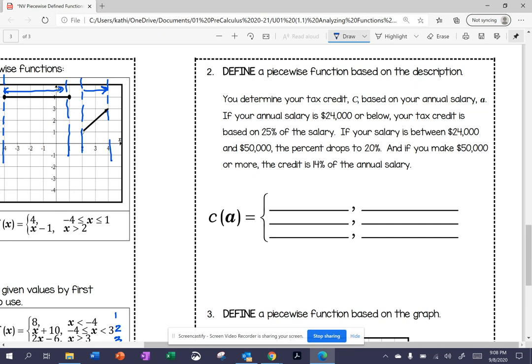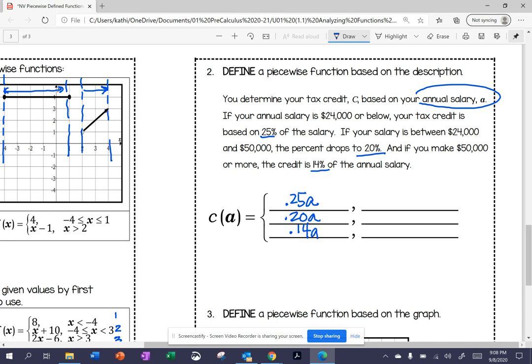So when I'm talking about percents, I talk in percents, but I use decimals. So the first percent was 25% of my salary, so that's 0.25, and my annual salary is A. And it went down to 20% of A, and then down to 14% of A.